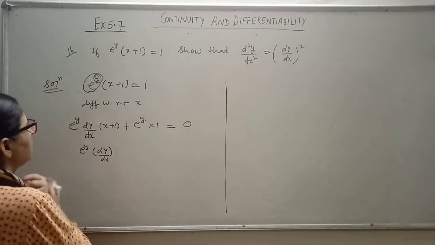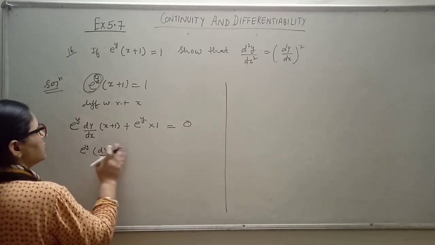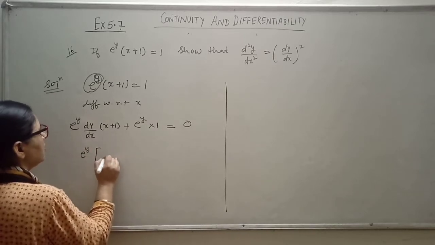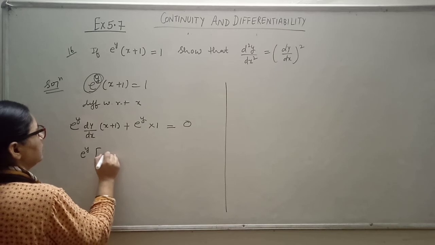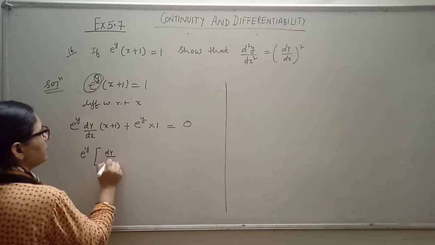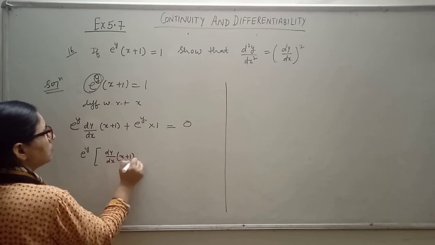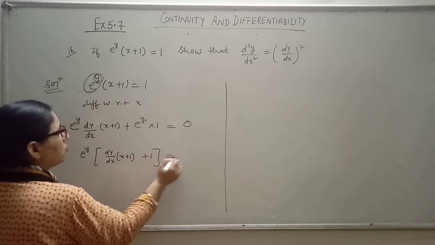Now this will be dy by dx. You can take out e^y common. So what is left here? dy by dx into x plus 1 equal to 0.